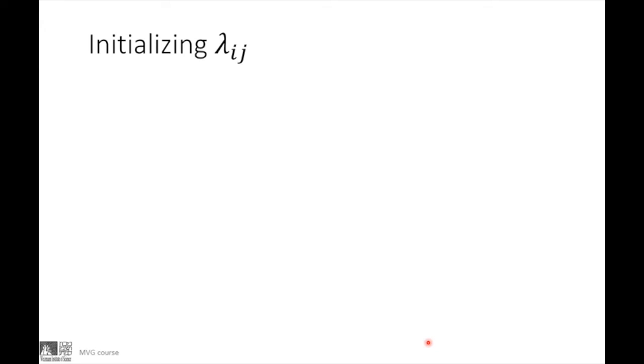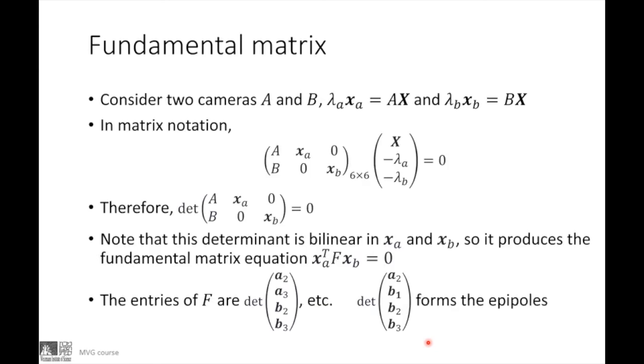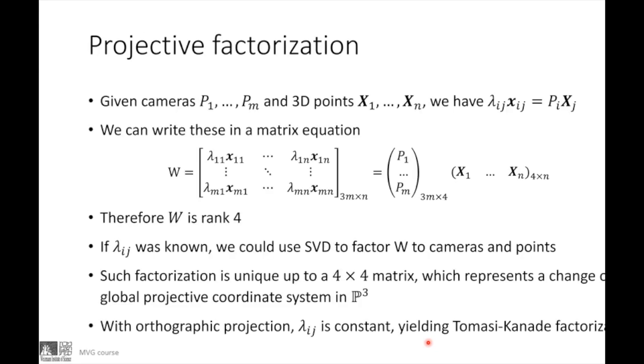So we wanted to initialize the projective depth. Let me remind you where we were. We said we have this W matrix, and we wanted to factorize it into cameras and points. But to do that, we need the projective depth. So we have the point tracks, x_ij, from the images, but we don't have the projective depth.